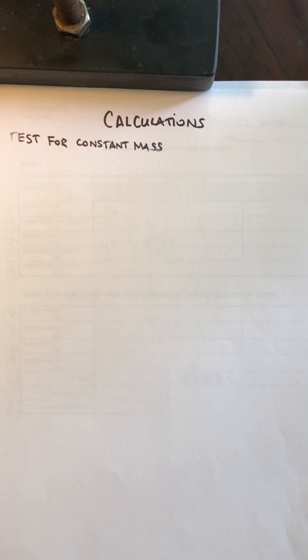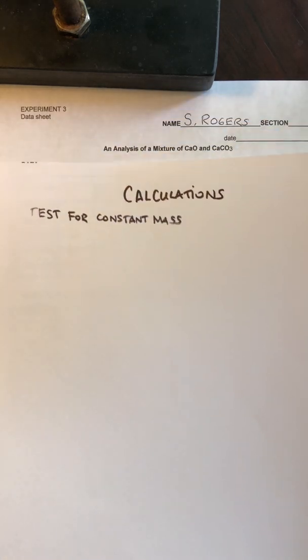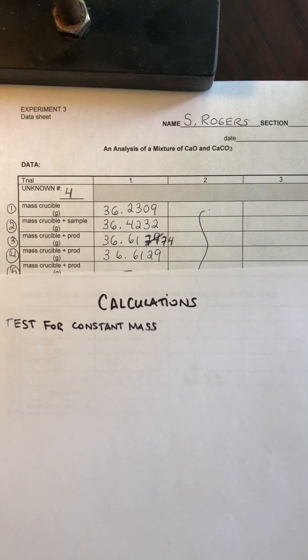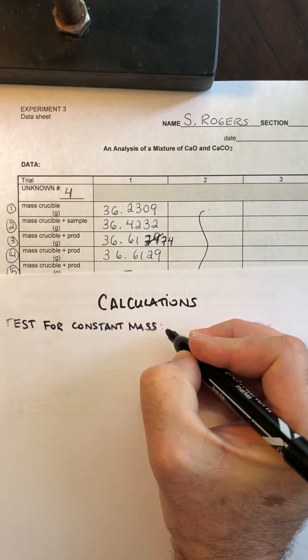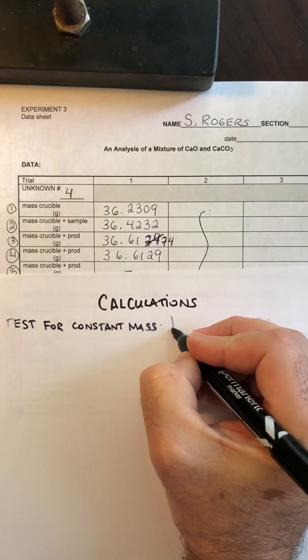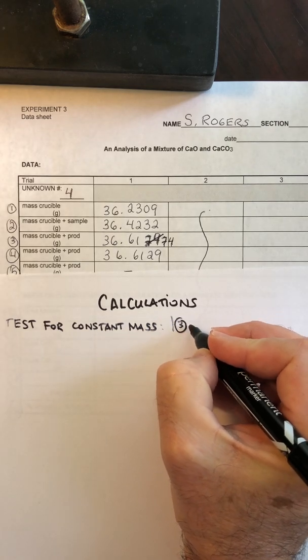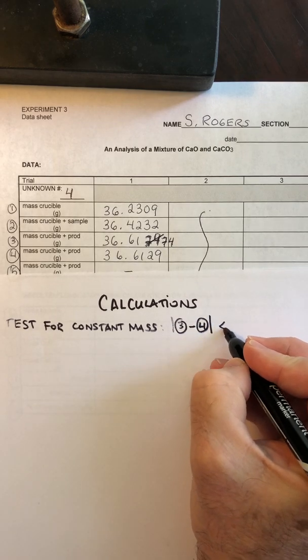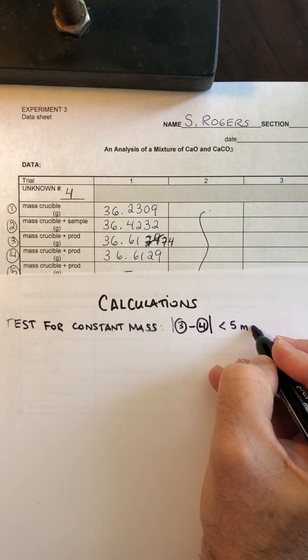So I'm going to take an exception to that guideline of doing it in pencil. So the first thing we're going to do is test for constant mass. The idea is that two consecutive measurements should not vary by more than 5 milligrams. In this case, we want to look at the difference between 3 and 4. So I'm going to come in here and say, what is the absolute value of the difference between items 3 and 4? And is that less than 5 milligrams?